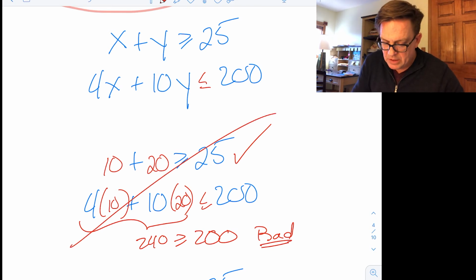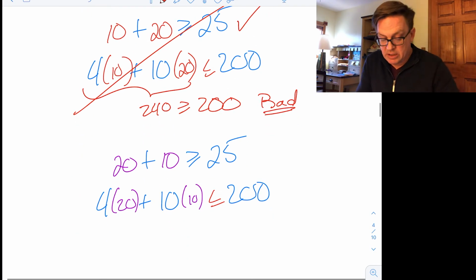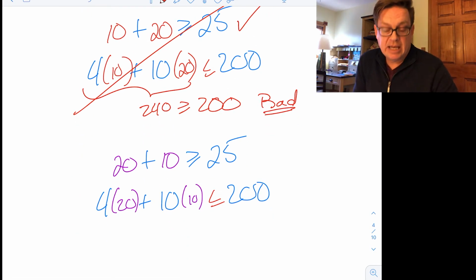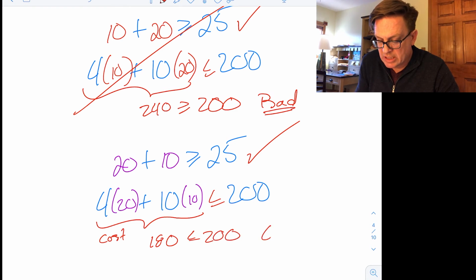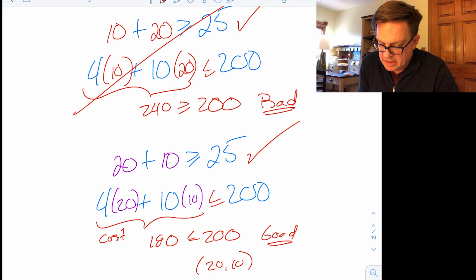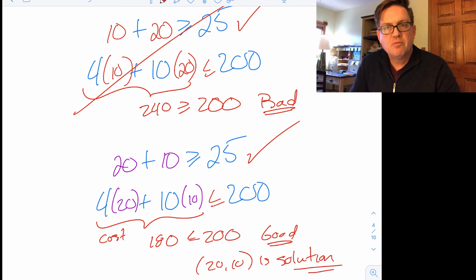What about if she does the other way and does 20 small and 10 large? Again, she's got more than 25, so she's happy. And the cost is going to be 80 plus 100 is 180, which is less than her 200. So that's good. So the point (20, 10) is a solution. You can pick any point you want and verify that it works.